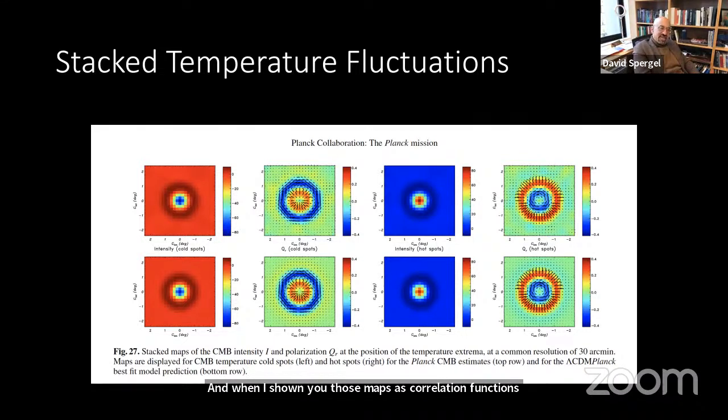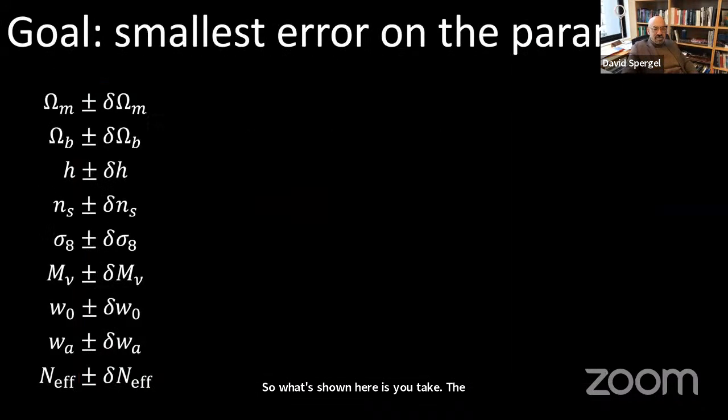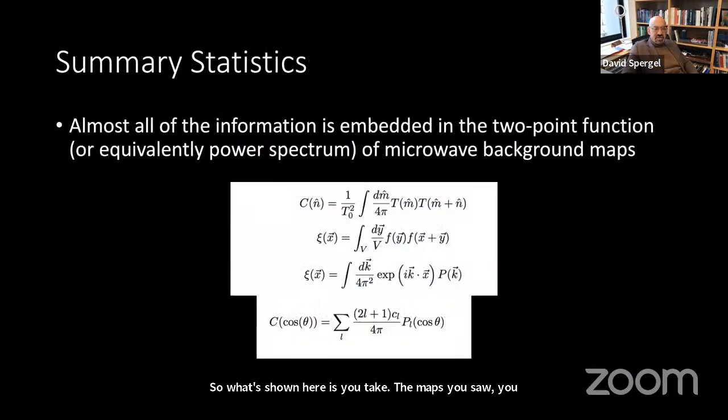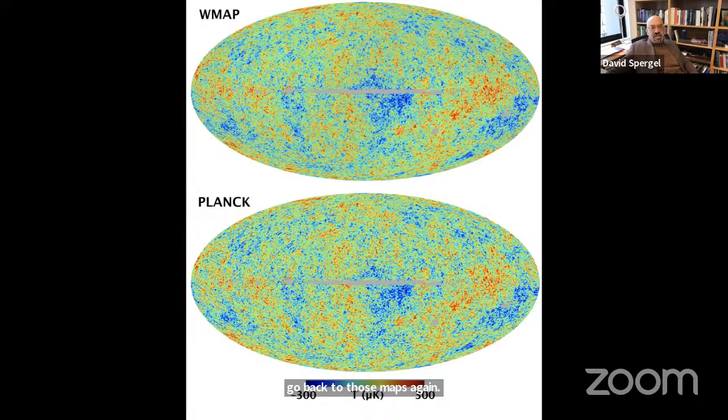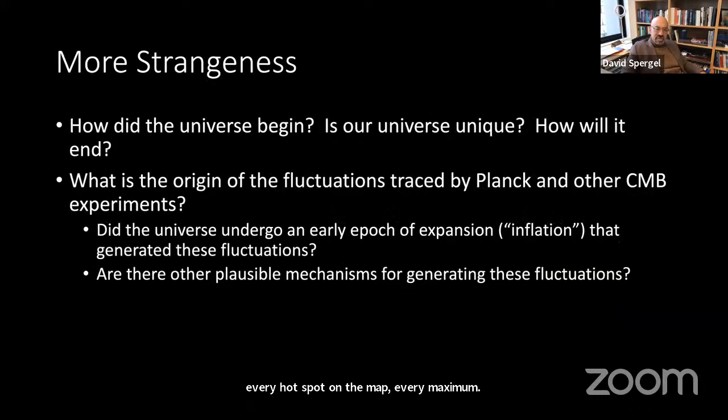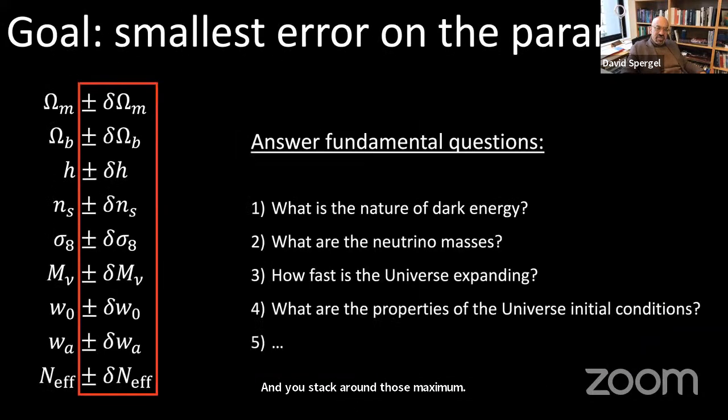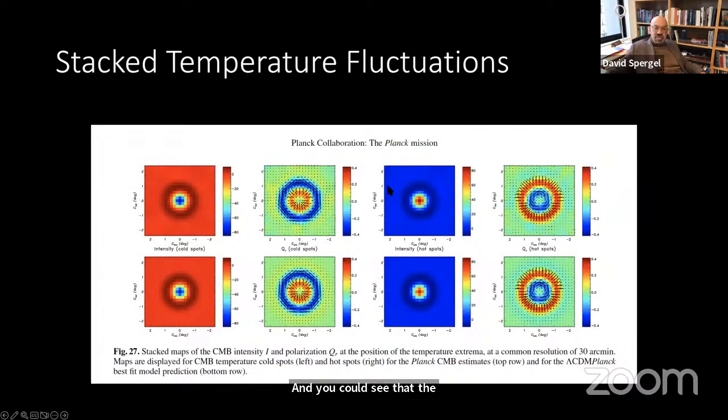on is a stacked temperature fluctuation map. So what's shown here is you take the maps you saw, you go back to those maps again. Here's the all sky maps. You take these maps, you take every hot spot on the map, every maxima, and you stack around those maxima. And you can see that the maxima, every hot spot here, is surrounded by a cold ring. Every cold spot is surrounded by a hot ring.